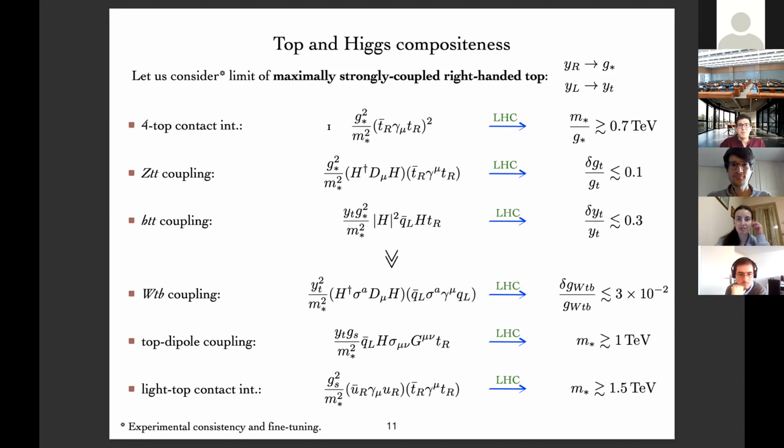the coupling g star. So here I present a summary of the most important operators, their expected size in terms of m star and g star, as well as their current constraints. So I will not go through the list. The main message is that different operators are sensitive to different combinations of the compositeness scale and coupling. And in addition, all the direct bounds, which come from the LHC, are in fact quite weak, in particular if we compare with Higgs and electroweak precision measurements.